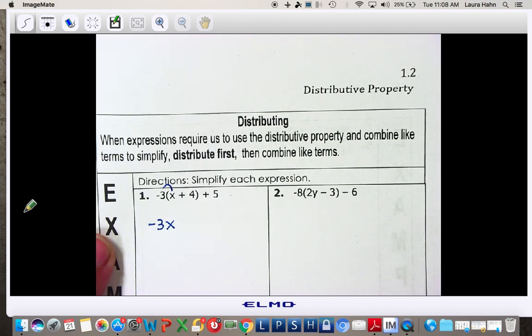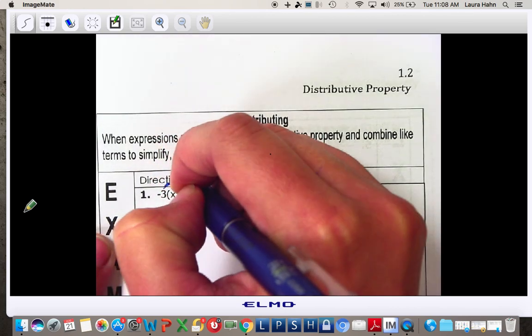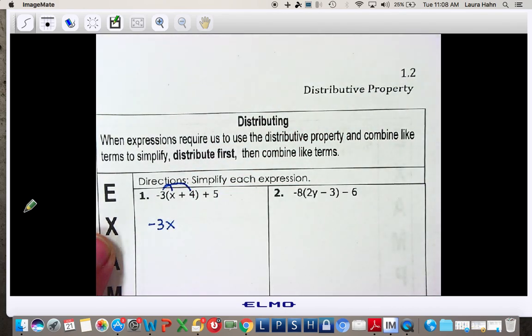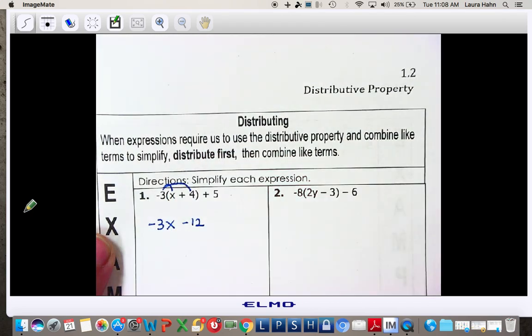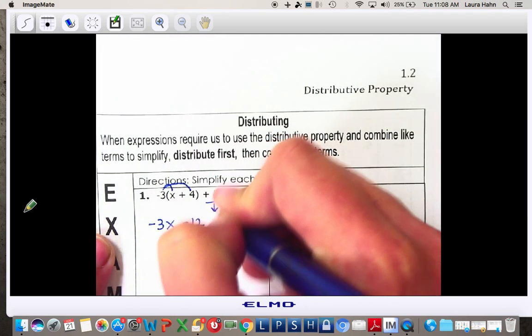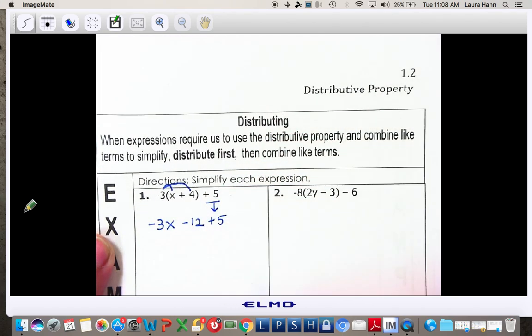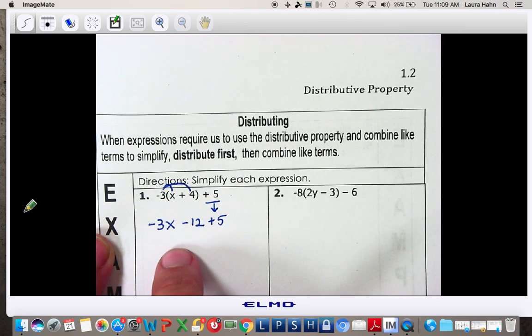Now I'm going to take negative 3 and multiply it by this positive 4. Negative 3 times a positive 4 is a negative 12. Now watch out, we can't forget about this plus 5 right here, so it's going to drop down. Okay, so we distributed. From here to here we distributed.